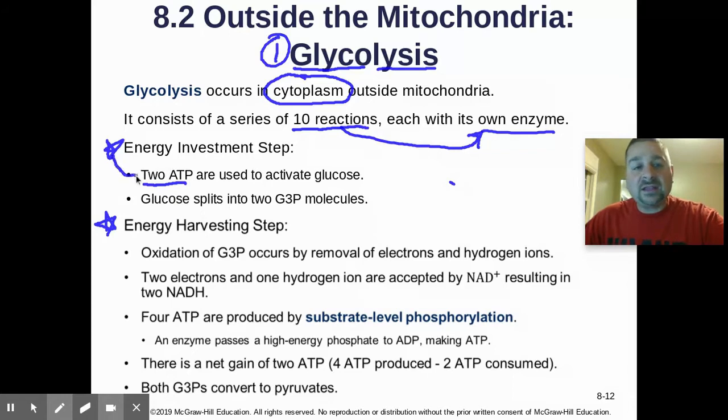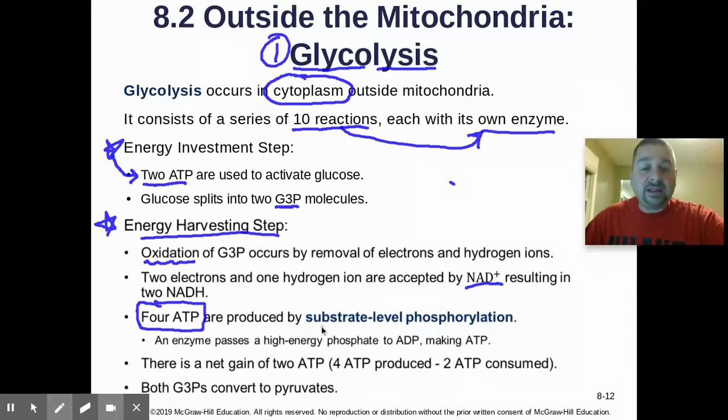They're going to invest 2 ATP to get the process started, which is going to split the glucose into 2 G3P molecules. And then it can go through some energy harvesting steps where, through oxidation of G3P, we're going to remove electrons and hydrogen ions, which are going to be picked up by NAD+. And you're actually going to make 4 ATP through substrate-level phosphorylation.